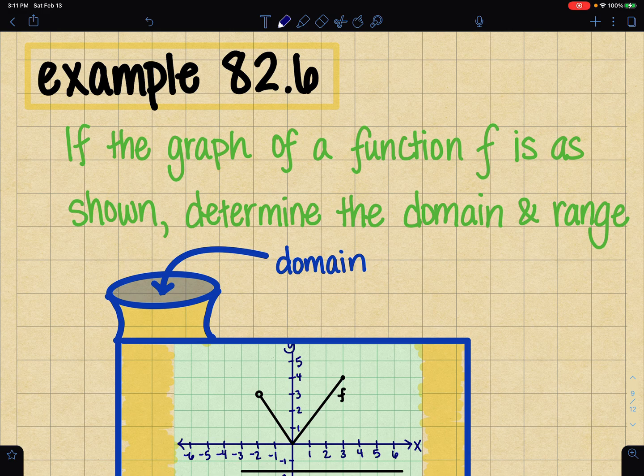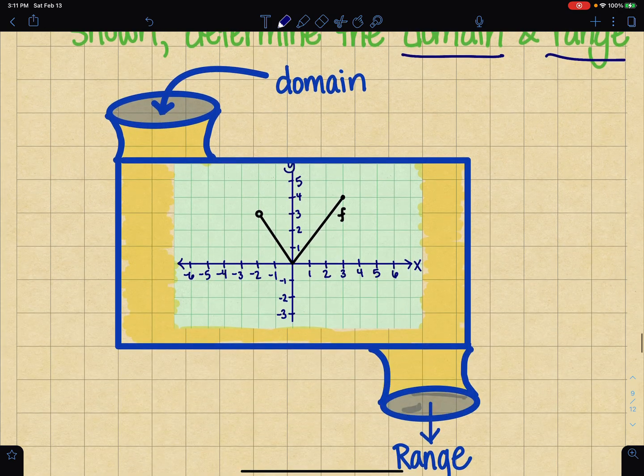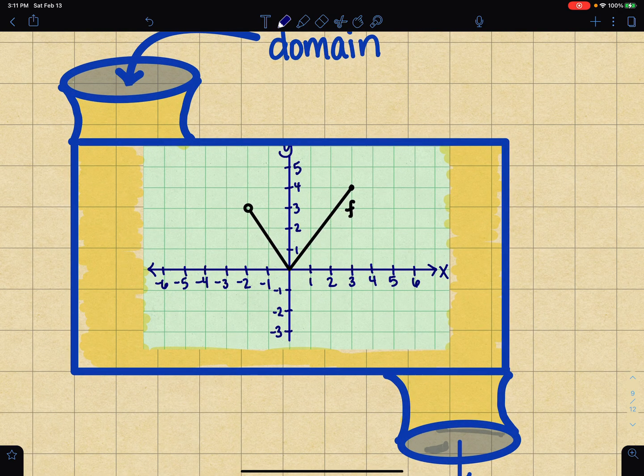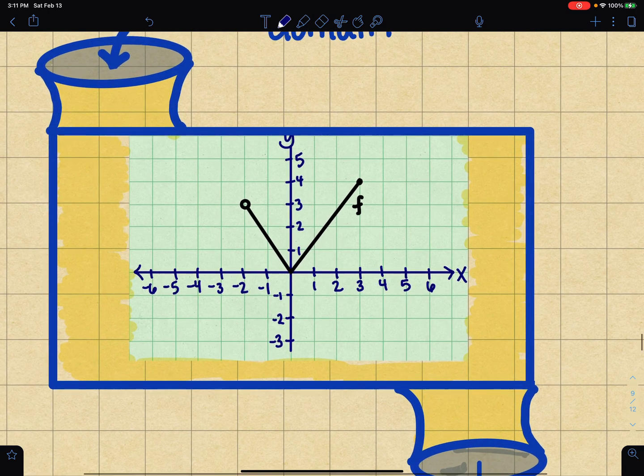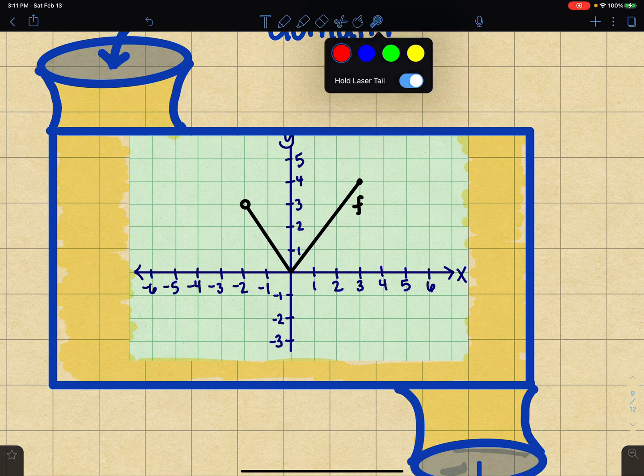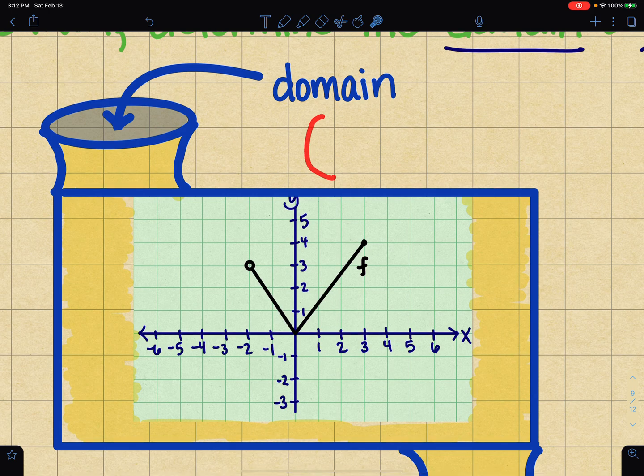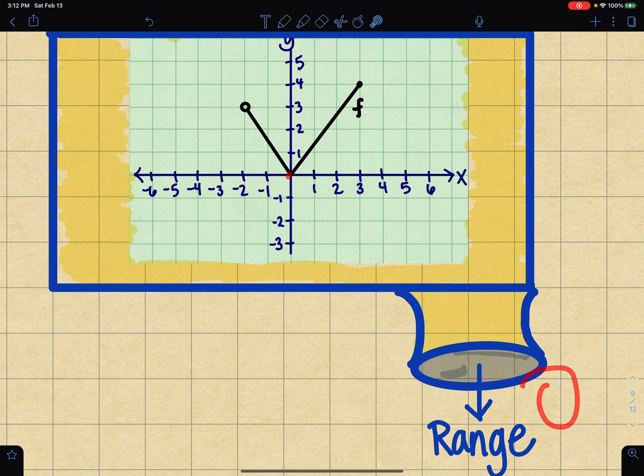If the graph of a function f is as shown, determine the domain and the range. Okay, so here's the machine. This time, instead of giving you an equation, they're giving you a picture. And it looks like, okay, so it wants to know which x's can you put in for this machine. Well, can I put in a 0? Yeah, I can, because I will get a particular y with that. So if I put in a 0, I will get, for the y, a 0.